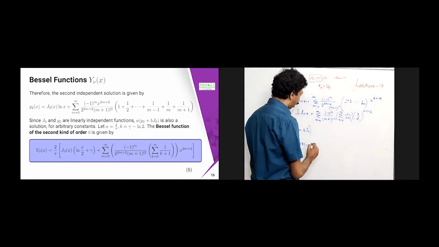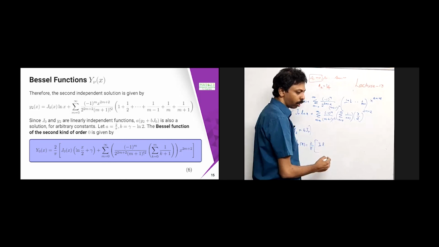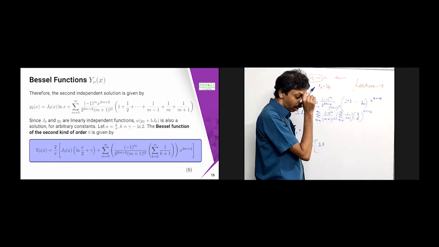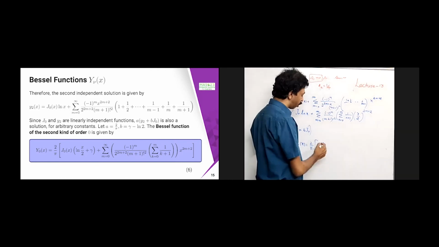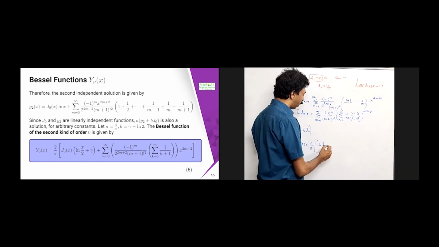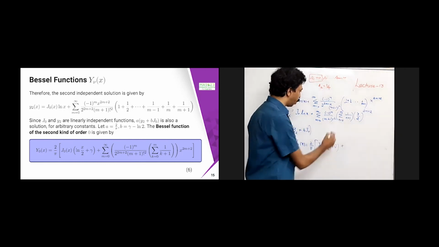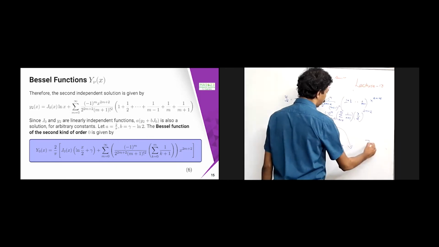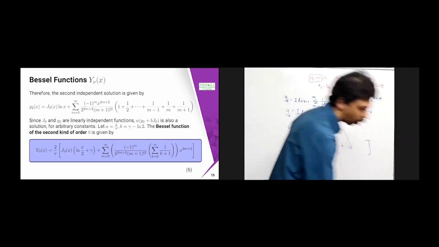So that is going to be 2 by pi into J naught of x into ln of x by 2 plus gamma, because I have chosen b equal to gamma minus ln 2. So this is going to become J naught into ln of x by 2 plus gamma, plus the remaining terms as they are. I am not going to change anything in the remaining terms. So this is called Y naught, the Bessel function of the second kind of order 0. This is the equation for that.